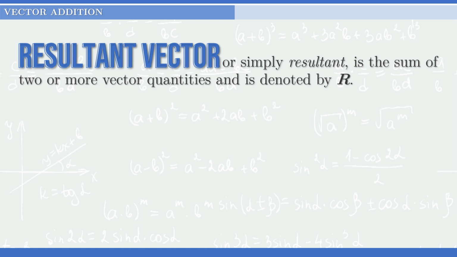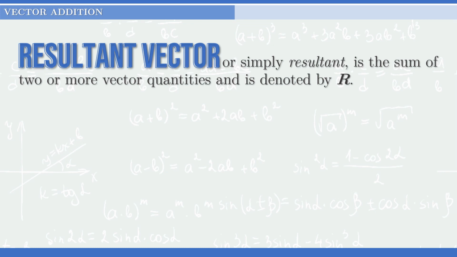A variety of mathematical operations may be performed on vectors. While scalar quantities obey the ordinary rules of arithmetic in addition, subtraction, multiplication, and division, vector quantities are treated in a different way. The directions must be taken into consideration. One of the important definitions under vector addition is the resultant vector, or simply resultant, and it refers to the sum of two or more vector quantities and is denoted by uppercase letter R.